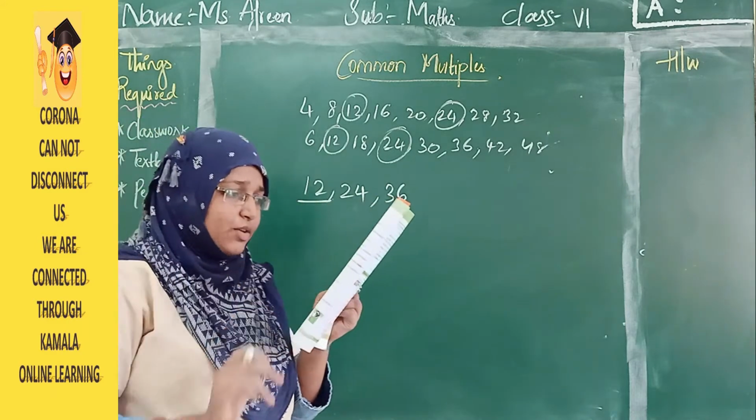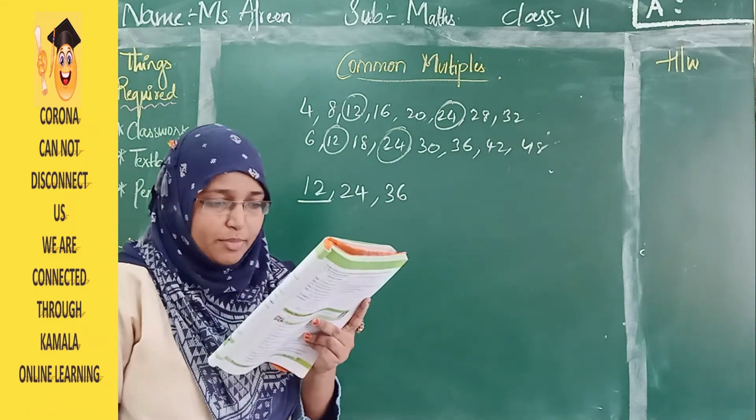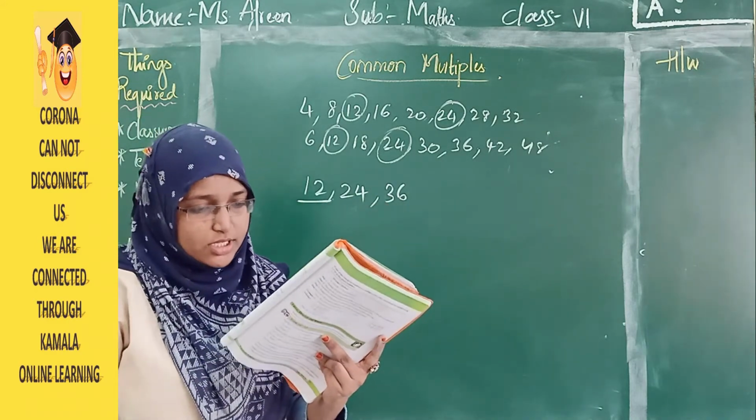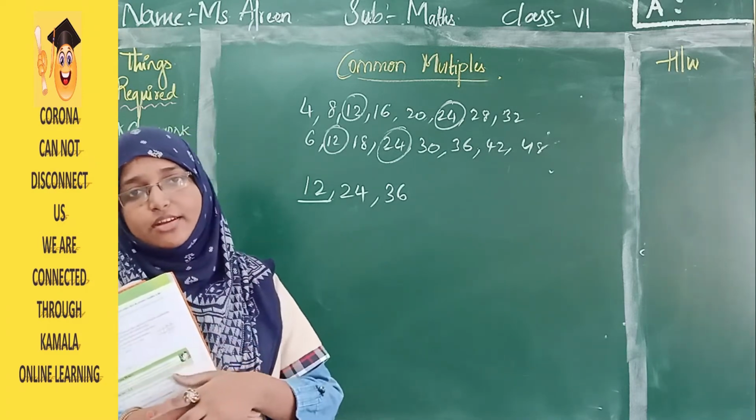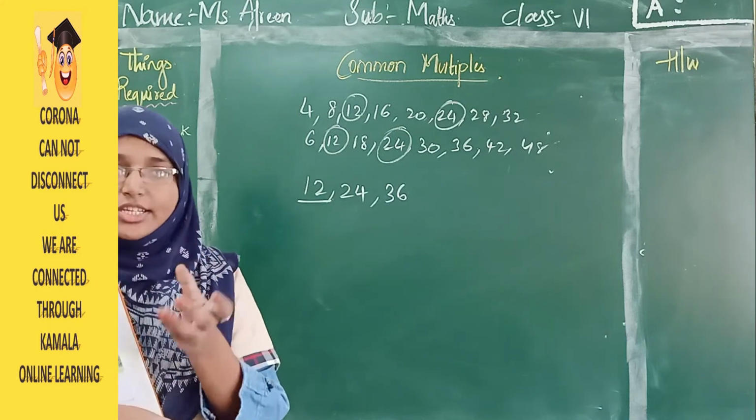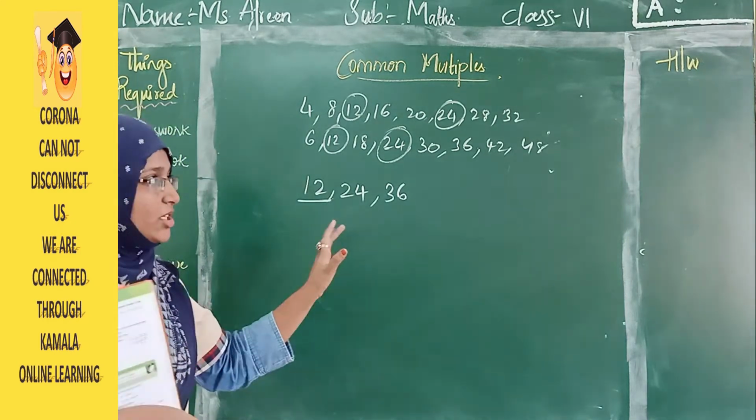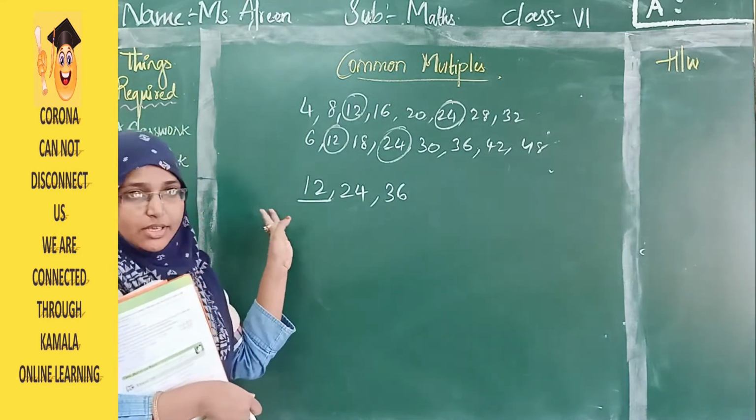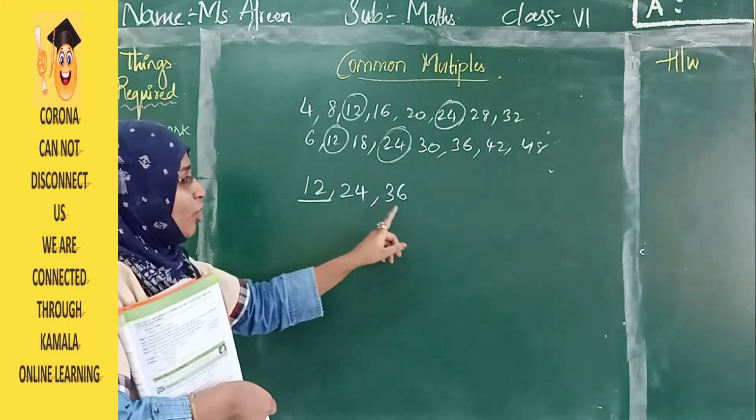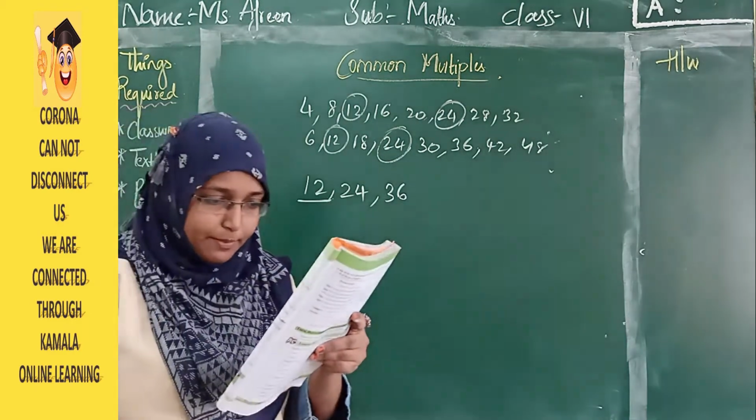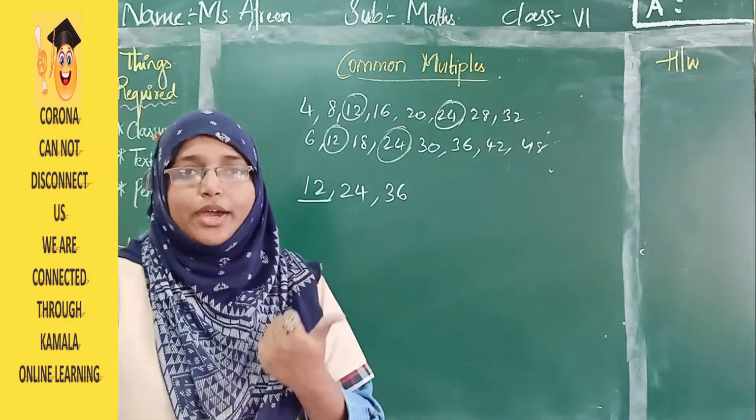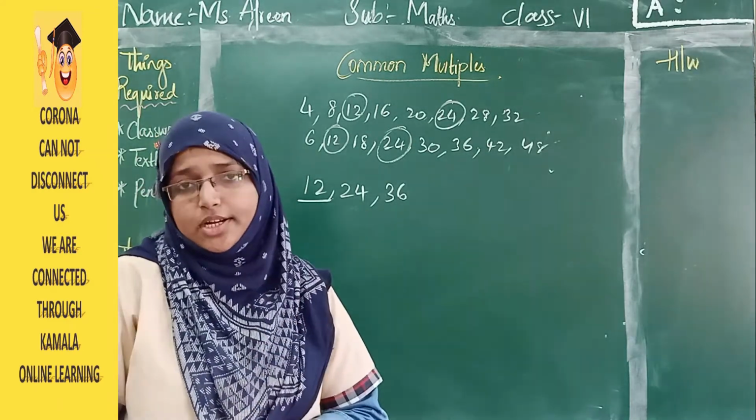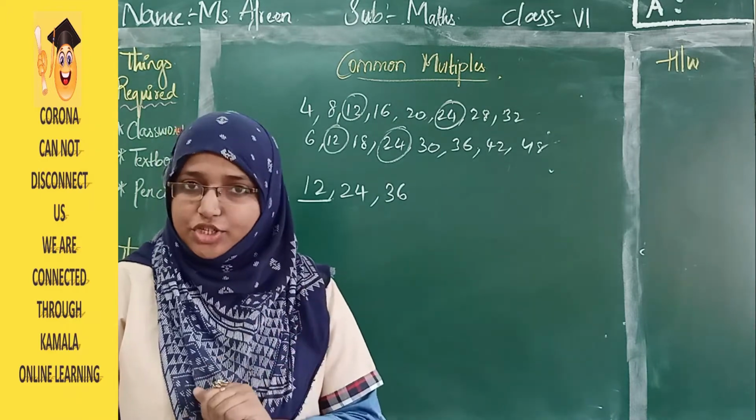Next, let us see what is LCM. The least common multiple of two or more given numbers is the lowest of their common multiples. Same like the highest common factor is the highest number among all the common factors, here also the LCM is the lowest number among all the common multiples. Next, same like HCF, we have two methods. First is the prime factorization method and second one is the continued division method.